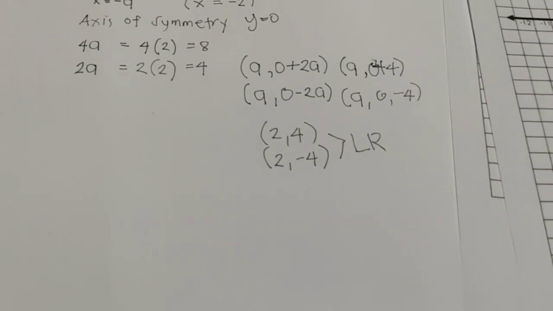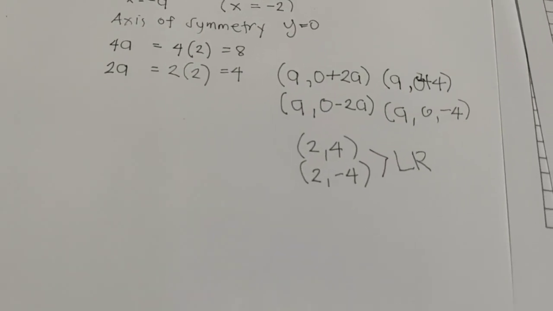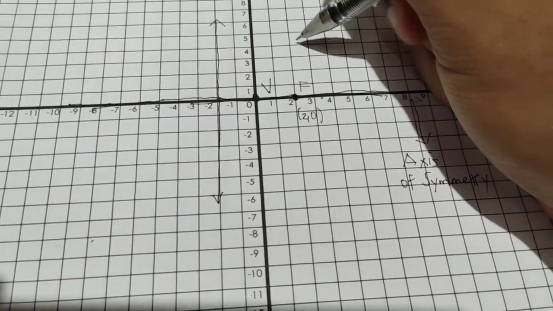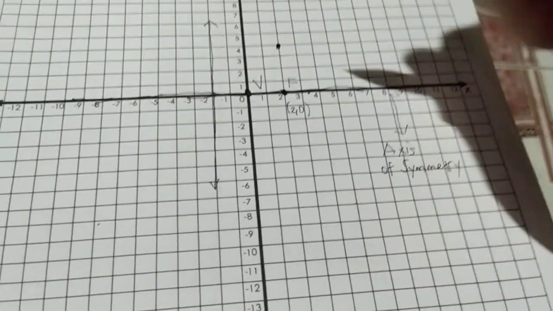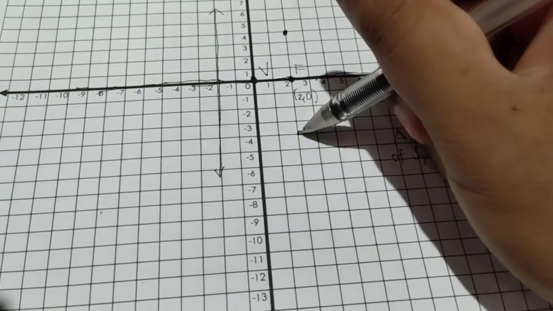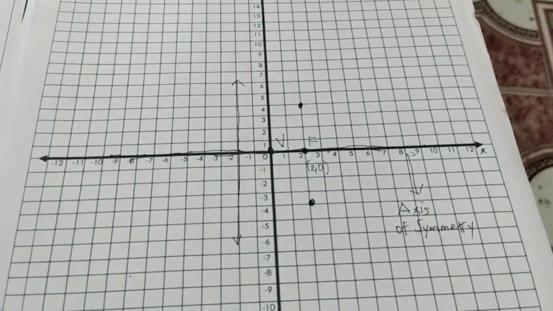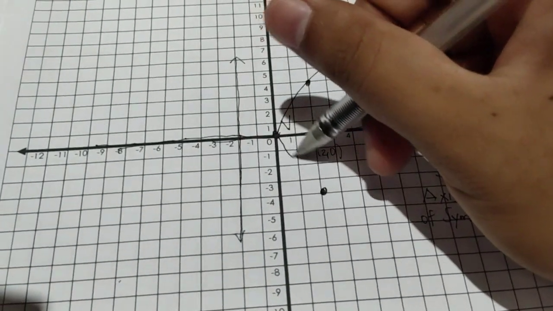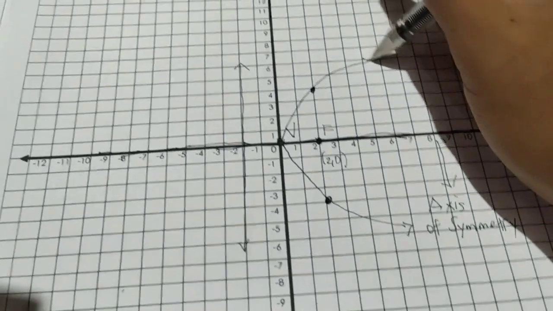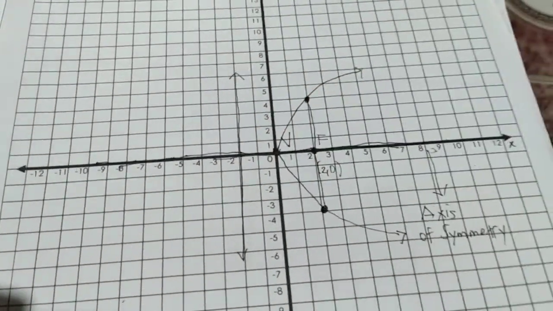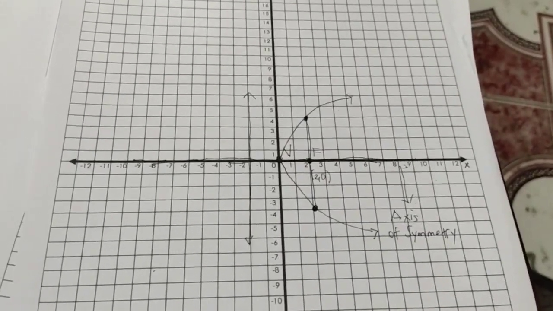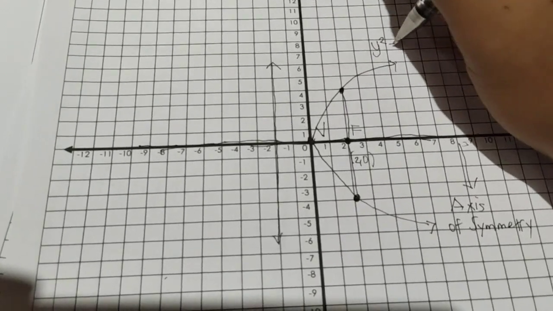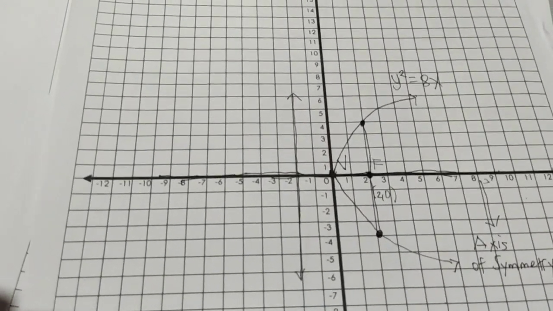And the endpoints of the latus rectum are (2, 4) and (2, -4). So we have here (2, 4) and (2, -4). We are just going to connect the vertex and the latus rectum of the parabola. So this is now the sketch of the parabola that has the equation y squared equals 8x.